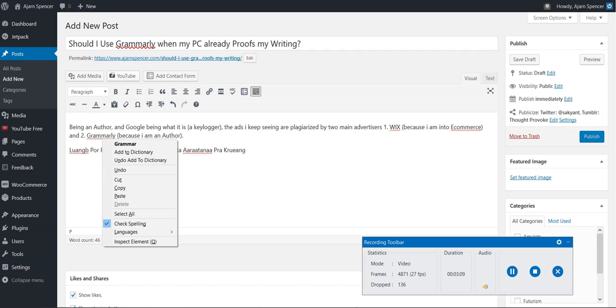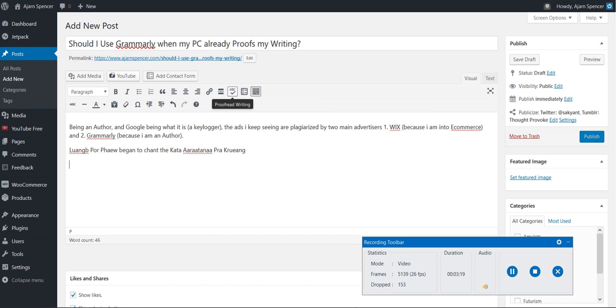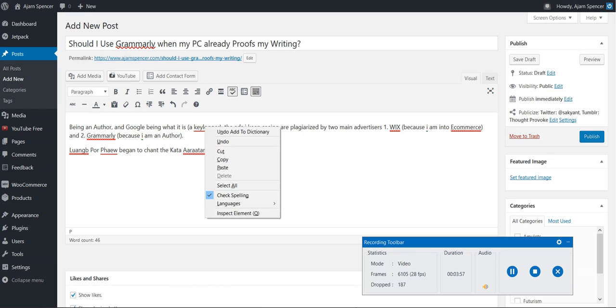I can add words to the dictionary. So I could add Grammarly to the dictionary, which I'm not going to because it's not even a real word. But something like "Luang Po began to chant the Kata Aratana Pakruang," which I've got a B on the end of. So Luang, L-U-A-N-G-B, is underlined. If I take the B off, the underline should go away because I've added the word Luang to my dictionary.